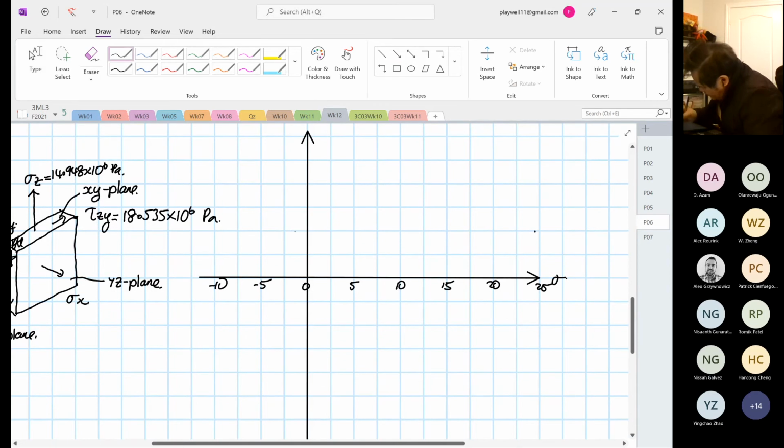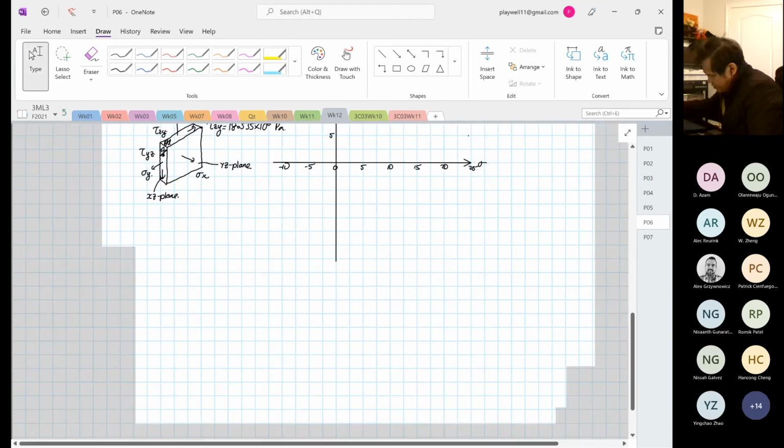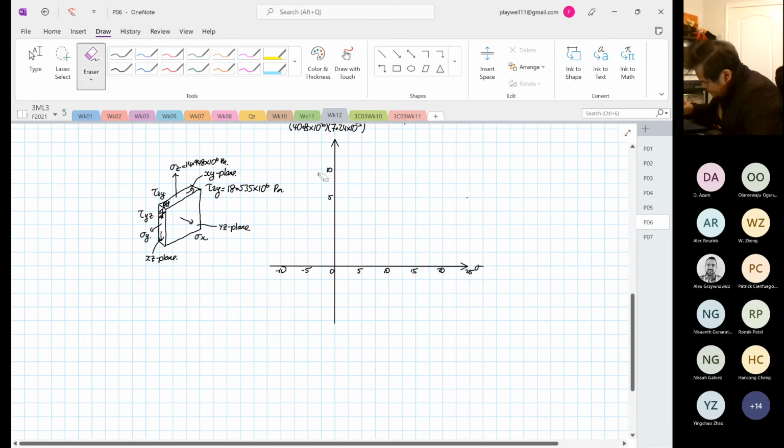So 5, 10, not enough space. Do I have space? I have space. Sorry. Okay, I know I went too much. Okay, so 5, 10, 15, 20. So this is our shear. Minus 5, minus 10, minus 15, minus 20. Okay.